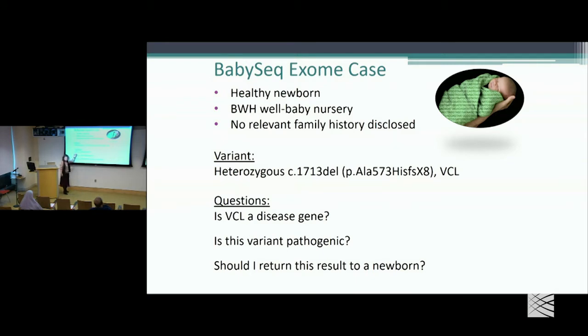First question, is VCL a disease gene? And then the second question, once you say yes to that, is the individual variant actually pathogenic? Of course, in BabySeq, we also have the question of, is it actionable? Should we return this to a newborn who's ostensibly healthy? So we're going to focus on this question. And in this case, this gene was reported as a dilated cardiomyopathy gene with loss of function as the mechanism. So at first glance, you're like, whoa, maybe this baby's at risk for dilated cardiomyopathy.